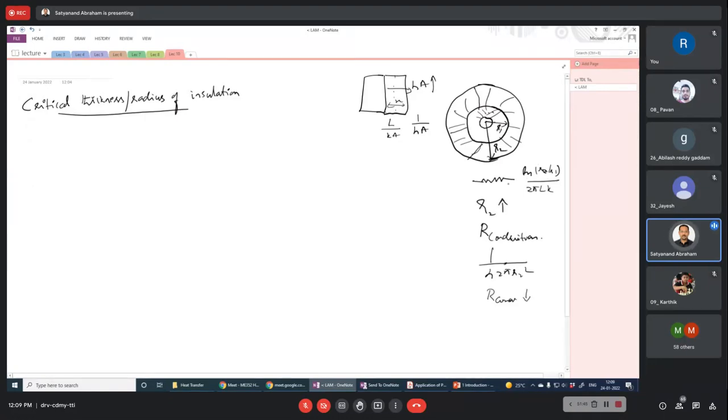So here two components are there: conduction and convection. The conduction has the effect of increasing resistance, and the convection has the effect of decreasing resistance. So we are going to see what we can do with this.